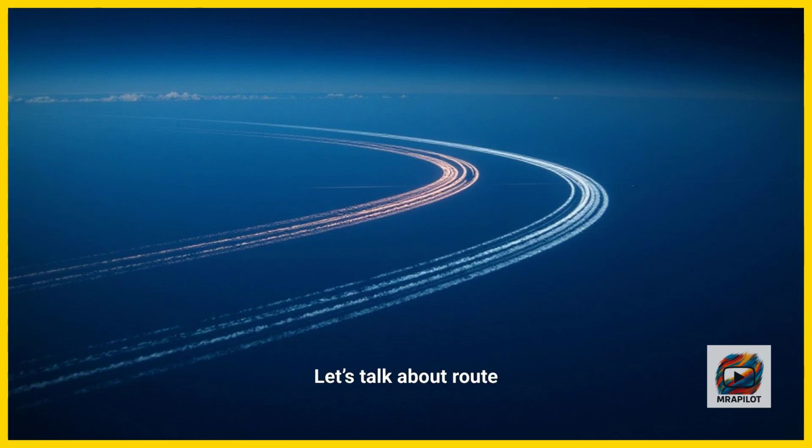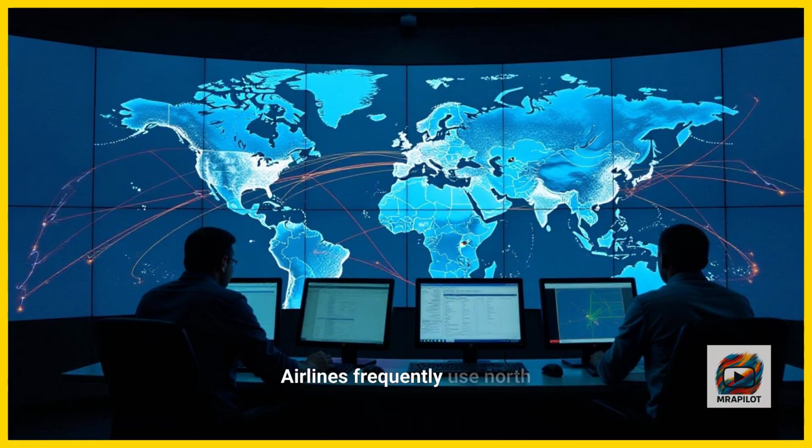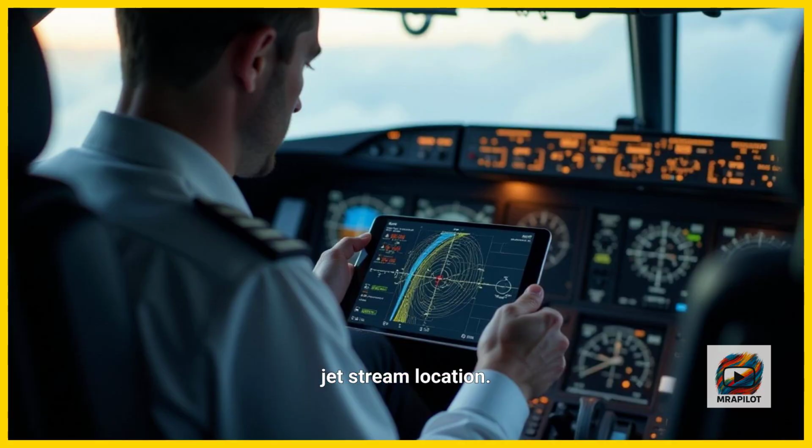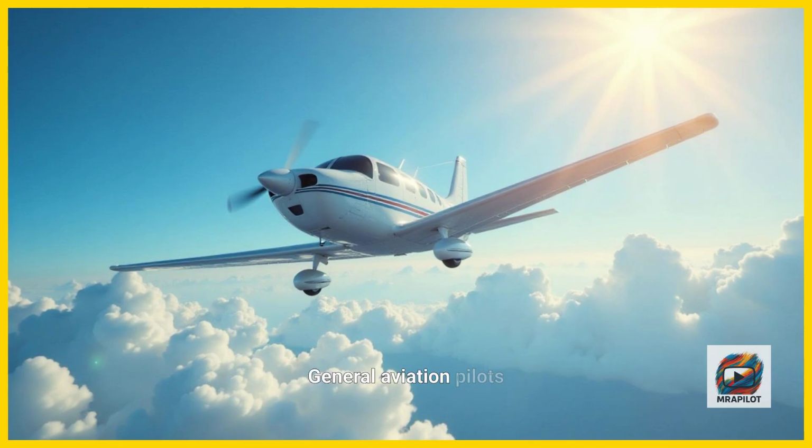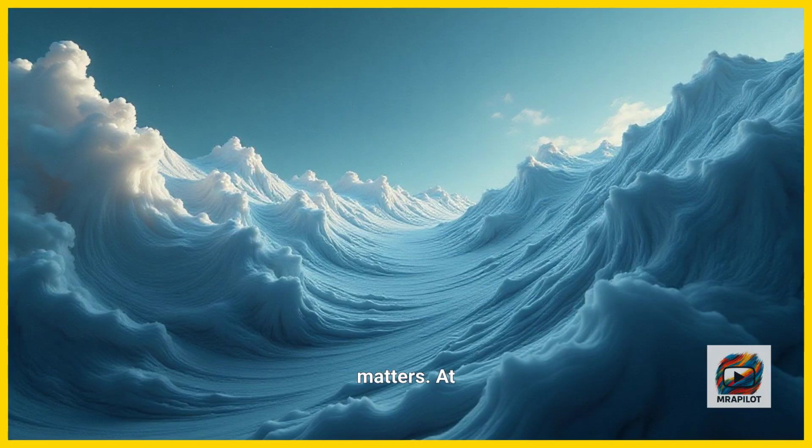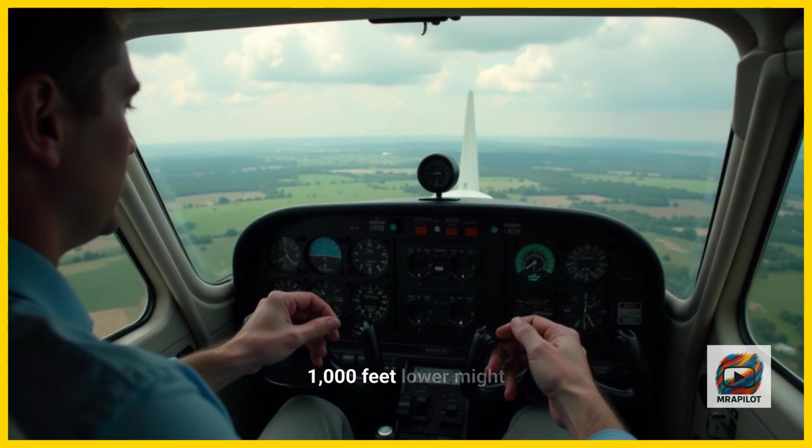Let's talk about route planning with upper winds. Airlines frequently use North Atlantic tracks, NATs, or packets in the Pacific, which are optimized based on jet stream location. These tracks are updated daily and take advantage of wind flow. General aviation pilots may not fly at those altitudes, but wind data still matters. At 9,000 or 12,000 feet, upper winds can vary by 30 to 40 knots between altitudes. Flying 1,000 feet lower might mean a smoother, faster leg.